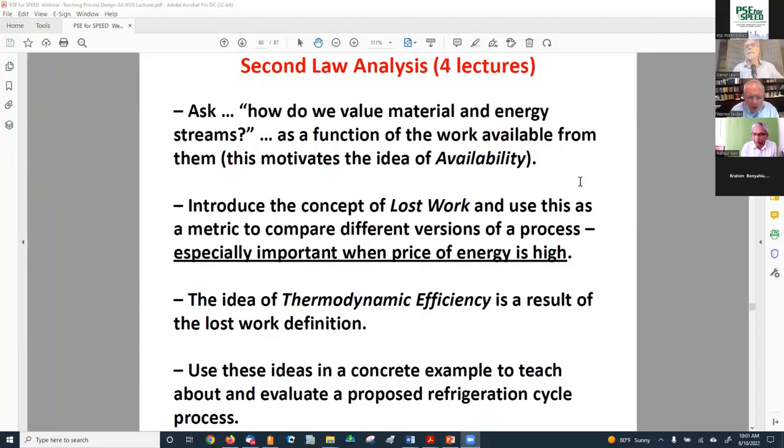Okay, the idea of thermodynamic efficiency is a result of the lost work definition, and I'll show you that at the very end of what I have to say. Use these ideas in a concrete example to teach about and evaluate a proposed refrigeration cycle process, and I'll be showing you how we do that.